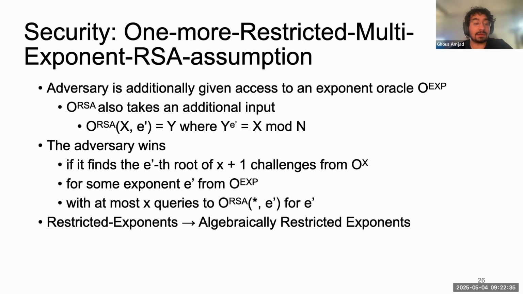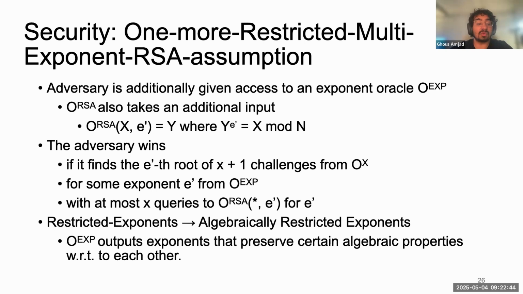And furthermore, we modify this to an algebraically restricted exponent assumption, where we show that our scheme basically reduces to this assumption. Here, the difference is only that we make sure that the exponent oracle outputs exponents that preserve a certain algebraic property with respect to each other. And this gives you a clue to the fact that there might exist an attack on the scheme if the exponents do not preserve that algebraic property.